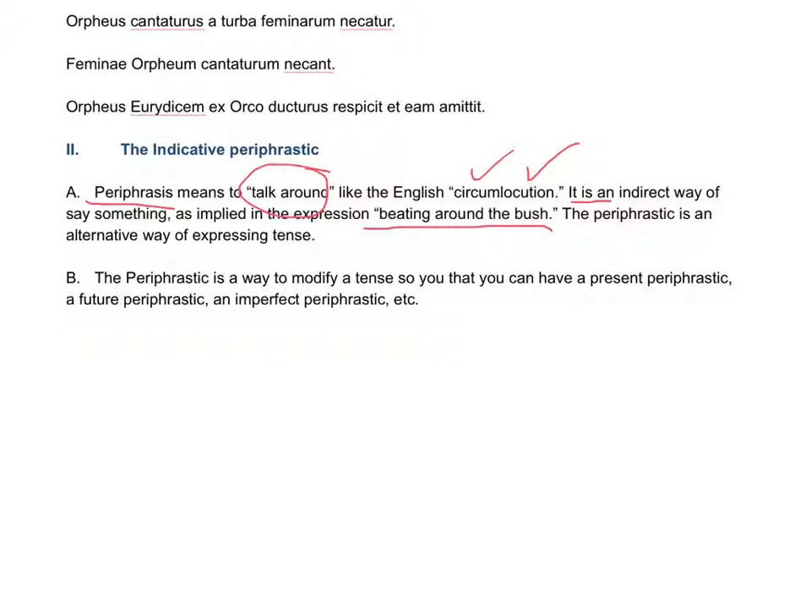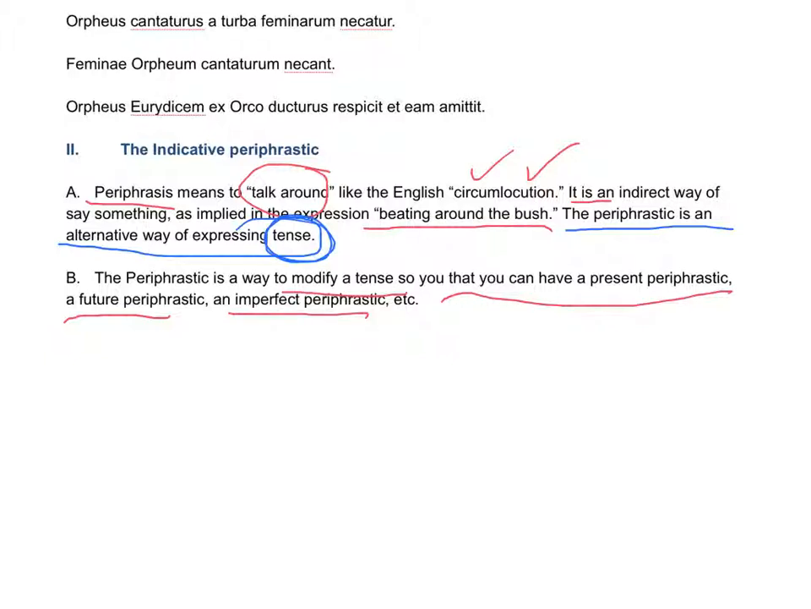It's a different and less direct way to phrase something. It's a way to use a verb in a less direct manner. The periphrastic, in my best summary of what it is, is an alternative way of expressing verbal tense. It's a different way of using tense that's a little less direct. You'll see what I mean more when I give you examples. What the periphrastic is, is a way to modify a tense so that you can have a present periphrastic, a future periphrastic, an imperfect periphrastic, a pluperfect periphrastic, a perfect periphrastic, a future perfect periphrastic.